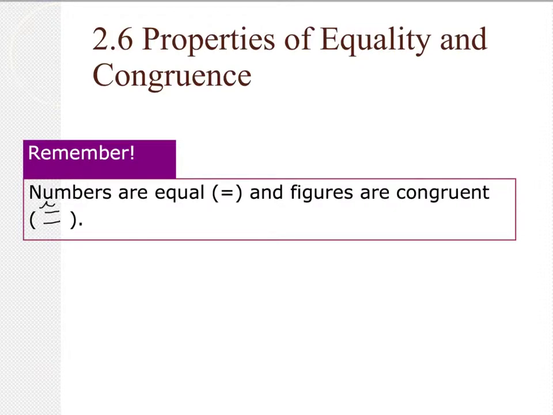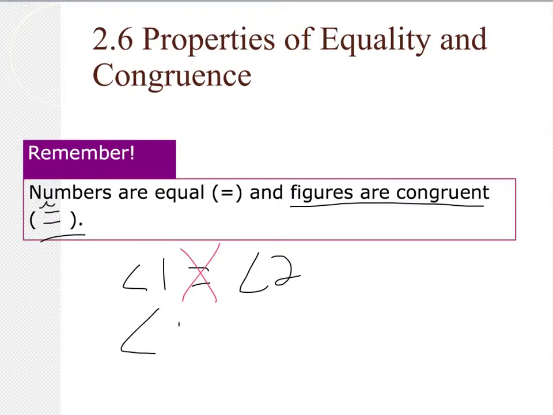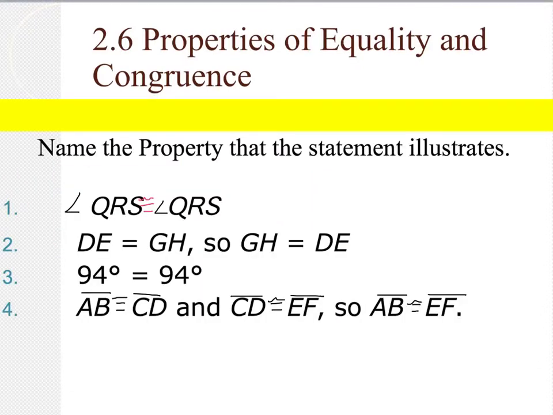Okay, just remember, numbers are equal and figures are congruent. 90 is equal to 90, however, angle 1 is congruent to angle 2. If it is a geometric figure, we use congruent symbols. Okay, again, angle 1 is not equal to angle 2. It is not true. It needs to be angle 1 is congruent to angle 2. Just watch your congruent symbols.